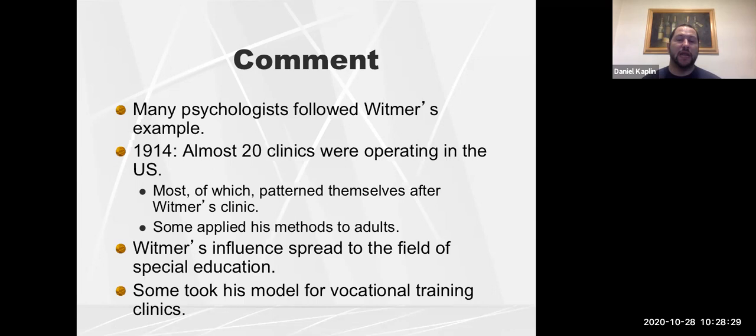So looking at Whitmer, he played a profound role, at the child level, in dealing with special education. So the field of special education owes a debt of gratitude to Whitmer. He also, if we think about the application to adolescents and adults, some people took his model and applied it to vocational training so that people could get jobs. So Whitmer is a very profound individual who influenced psychology in so many ways.